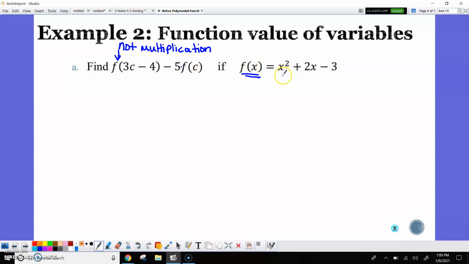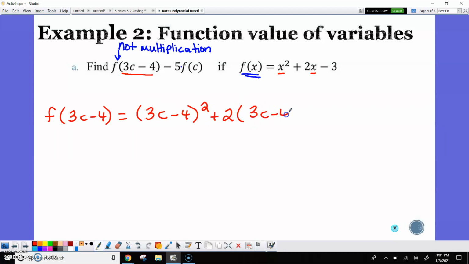We have f of x. If we want to know what f of 3c minus 4 is, we're going to replace all of the x's with 3c minus 4. I would cut this into pieces. So first I would do f of 3c minus 4. So this x, I'm going to instead put 3c minus 4 squared plus 2 times 3c minus 4 minus 3. And I'm going to simplify this for right now.